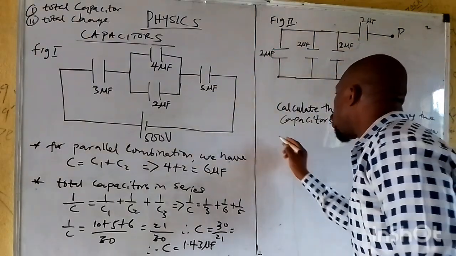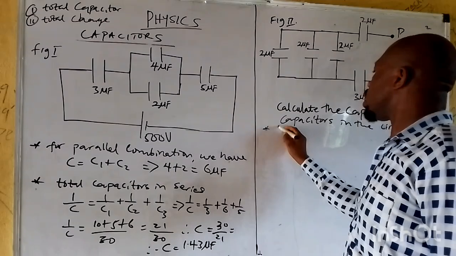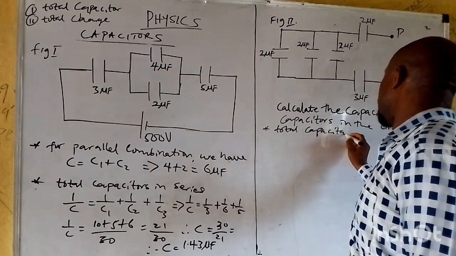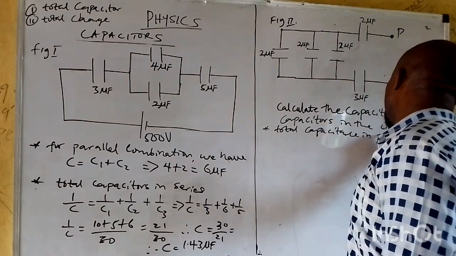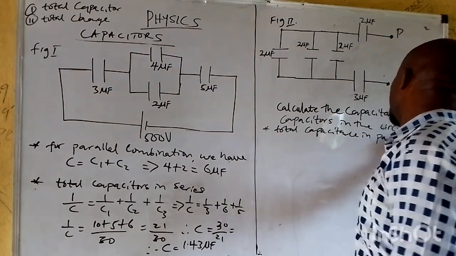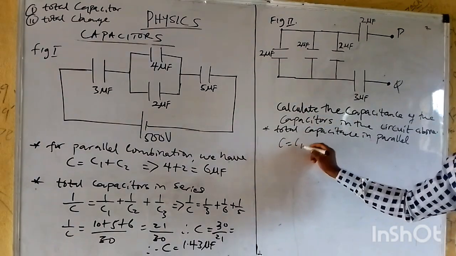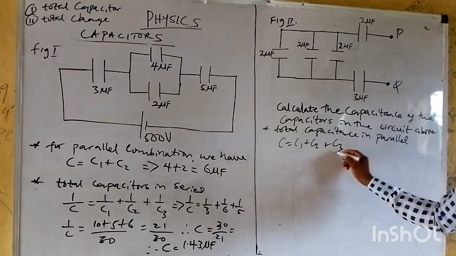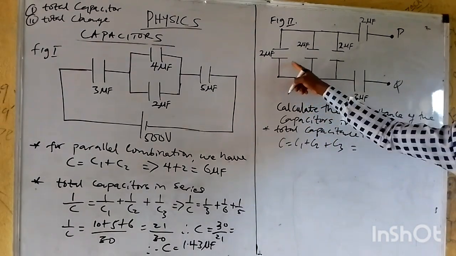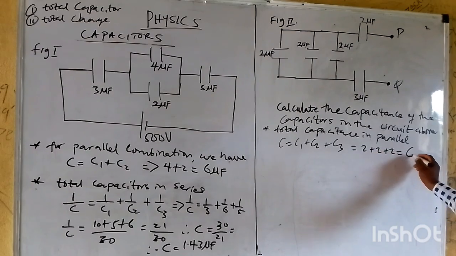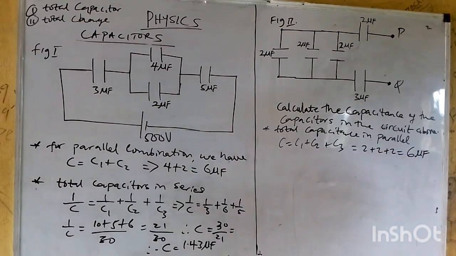What we do is we resolve the one in parallel first, and then they will now be in series with this. So, we now have the first one, total capacitance in parallel. Total capacitance in parallel will give us C equals C1 plus C2 plus C3, which will give us 2 plus 2 plus 2, which is 6 microfarads.